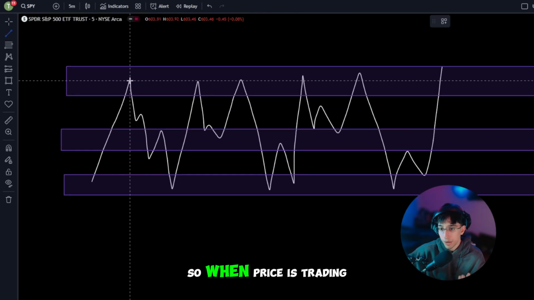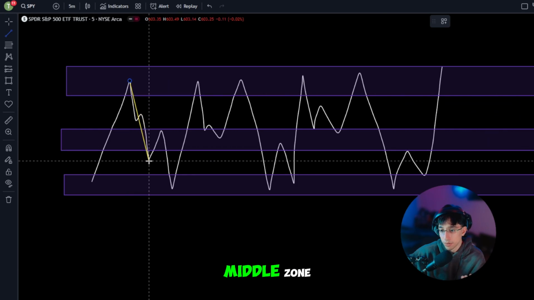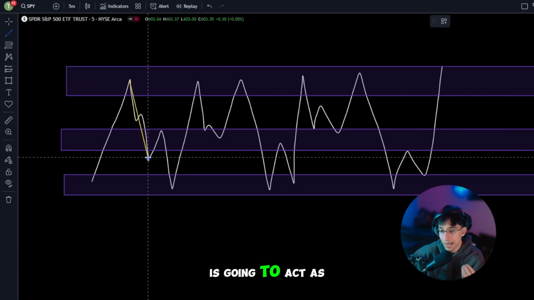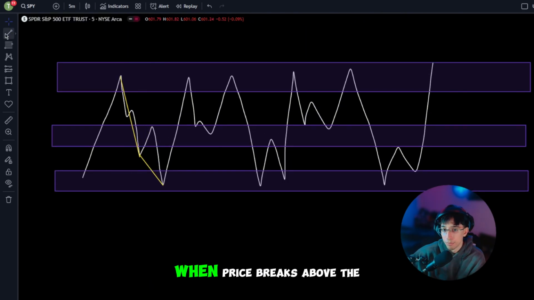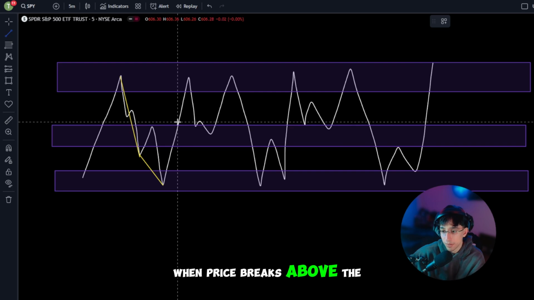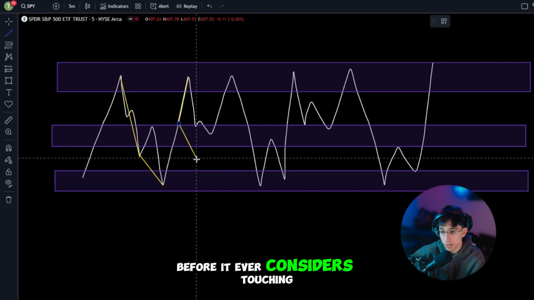I'm going to show you guys in the next example how to draw these, but just bear with me and follow along. So when price is trading up here at buy side liquidity, and it breaks below the middle zone, now we know that price is going to act as a magnet to this bottom zone before it ever touches the top zone. When price breaks above the middle liquidity here, we know price is going to act as a magnet to the top zone before it ever considers touching the bottom zone.